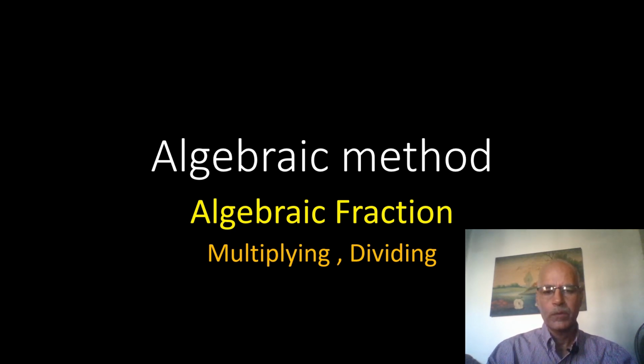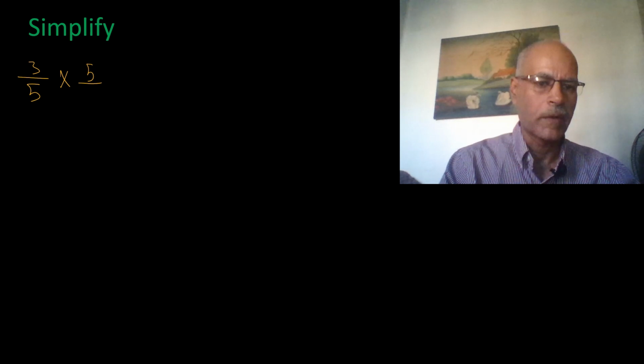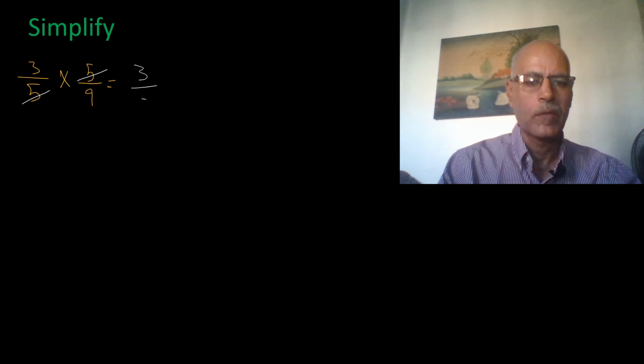Lesson 1.2, algebraic fractions. Let's begin with multiplying and dividing. Simplify 3 over 5 times 5 over 9. Let's cancel 5 with 5. It will be equal to 3 over 9.